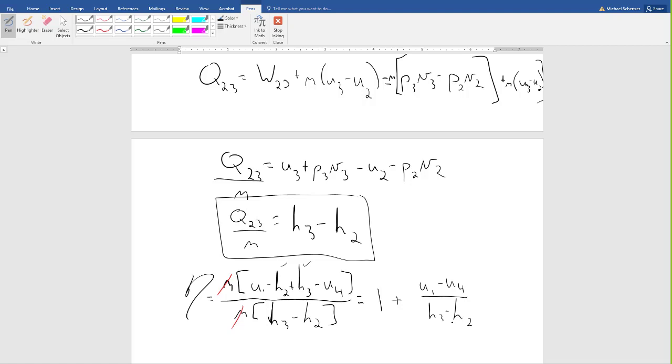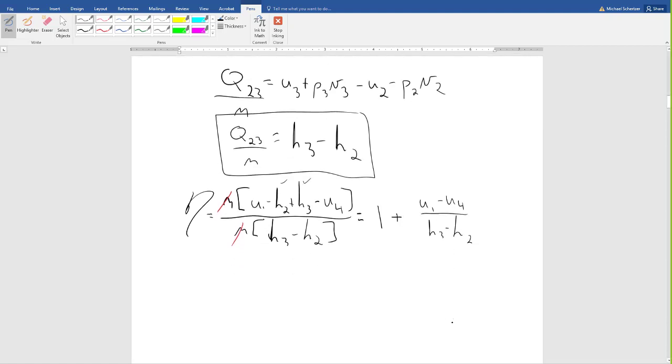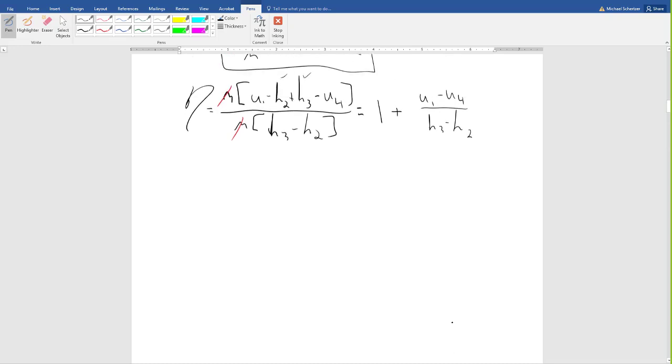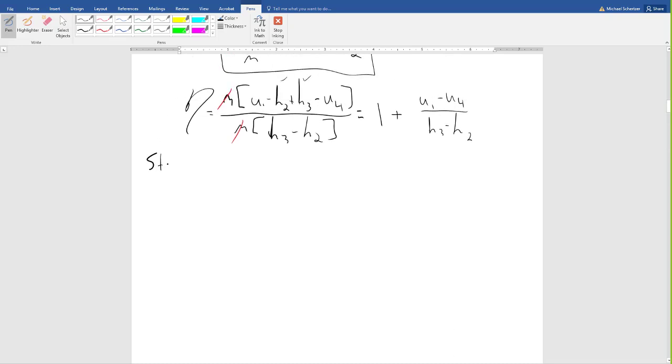So that's how we get the equations. Does anybody have questions about how we get the equations for these processes? How do we fix the states? This is why we ask what the fluid is. The fluid is an ideal gas, right?